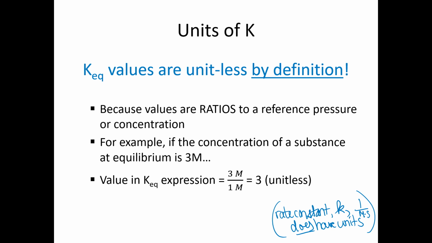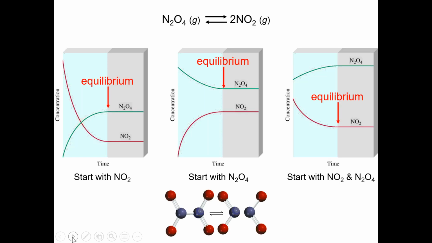Why is that? It's just by definition. It's the way that the equilibrium constant is defined, that the values you are putting into the K expression to solve for the value of K are actual ratios. And we don't need to get into the details right now, but just so you know, as a result of this, the K values are always unitless, okay? And then we're going to take a look at some examples of how things reach equilibrium here.